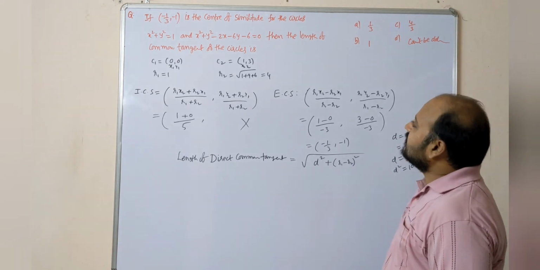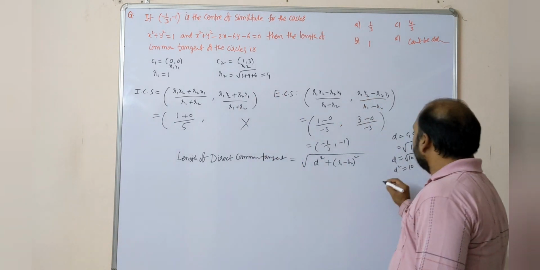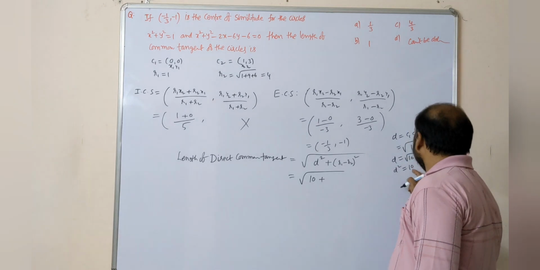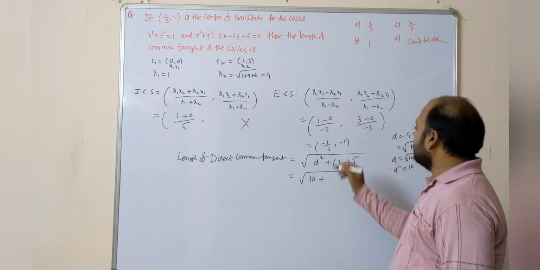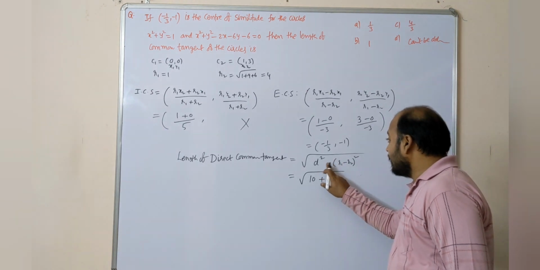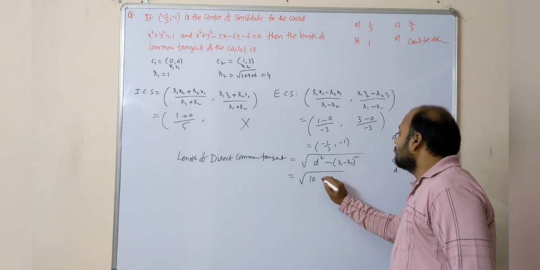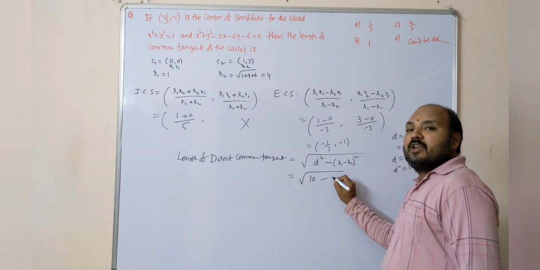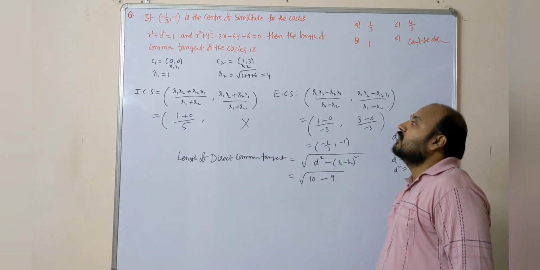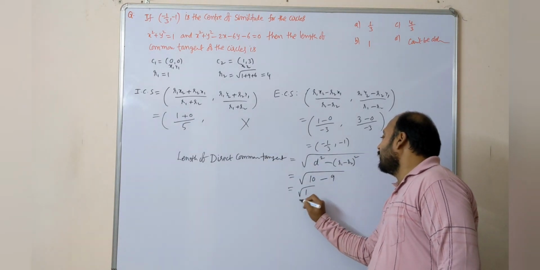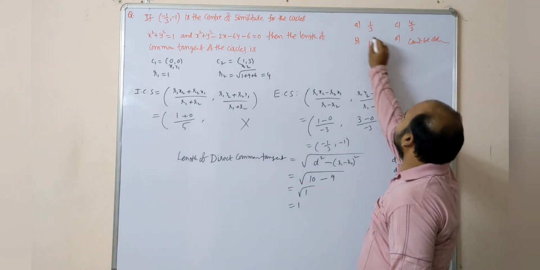Next, R1 minus R2, 1 minus 4. So root of 10 minus (R1 minus R2) whole square. Sorry, here it is minus, dear students. R1 minus R2 means 1 minus 4, which is minus 3. Minus 3 whole square is 9. So root of 10 minus 9, root 1, that is equal to 1.